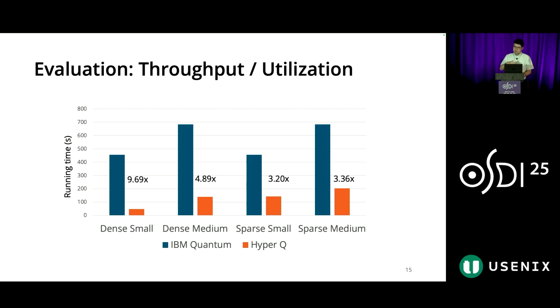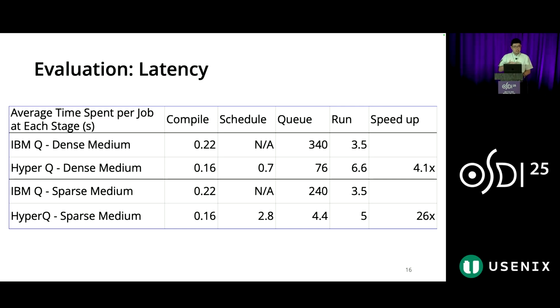We can see that throughput- or utilization-wise, we have a drastic improvement. On the small benchmark, we have about 9 times improvement in throughput. On the medium size, we have about 4 times throughput improvement. And for the sparse arrival model, we still have more than 3 times speedup in utilization. We also measure the latency of each job, which means how long it takes from submitting the job to getting the result. We can see that on our sparse model, we have about 26 times speedup in latency.